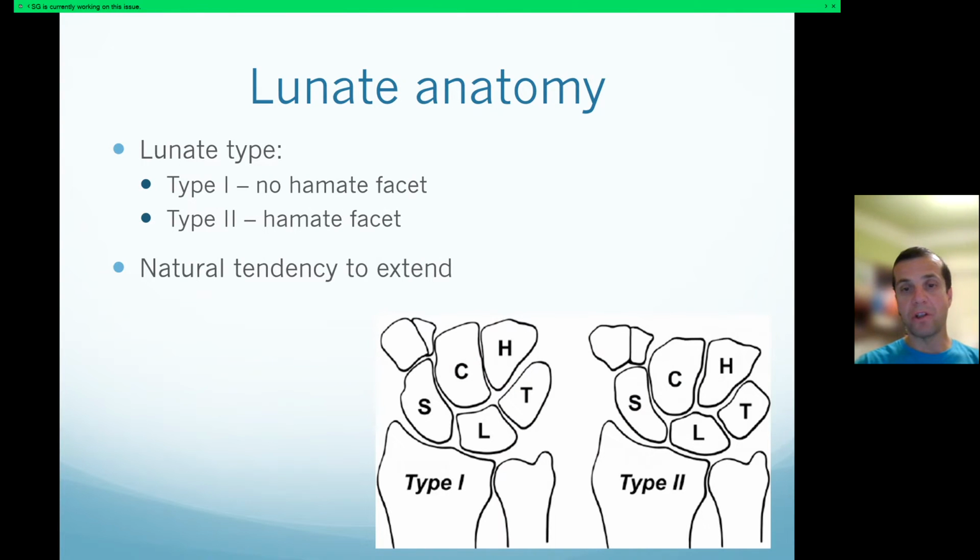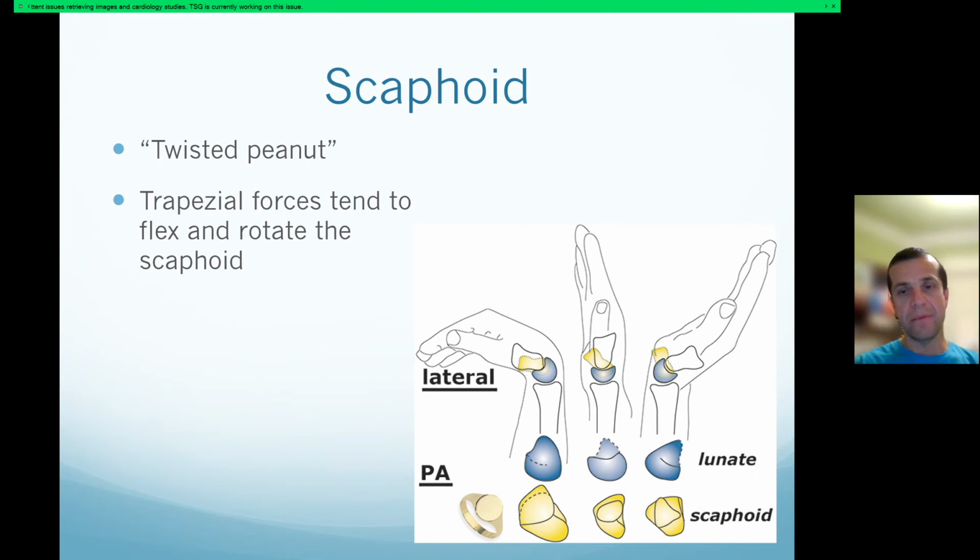Lunate anatomy is also important, as a type 1 with no facet for the hamate versus a type 2 with a hamate facet have different stability, as the type 2 lunate is more stable, since the second facet for the hamate does provide more stability. The lunate has a natural tendency to extend within the wrist. On the other side, the scaphoid looks like a twisted peanut. The forces, including the trapezial forces on the distal scaphoid, tend to flex and rotate the scaphoid.